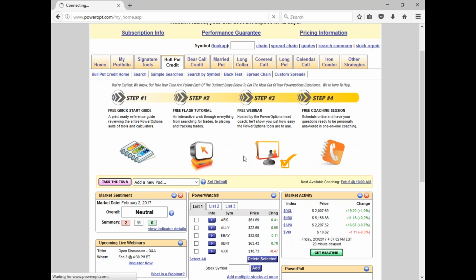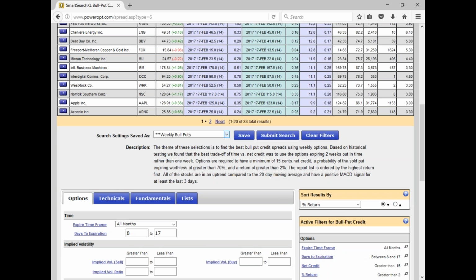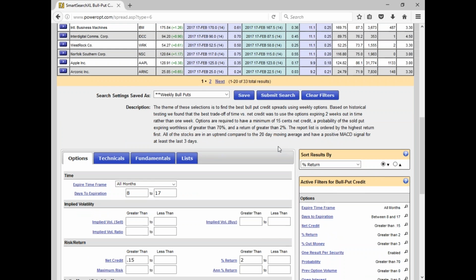And in general, what I would tend to look at on the Bull Put Credit Spreads to start with is the default weekly Bull Put series. And this is already established for you. Ernie back-tested these results, and he puts in a description here under Bull Put Spread as to why these criteria worked out best for him.